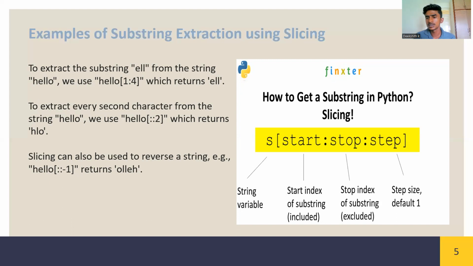How to get a substring? s[start:stop:step]. Here s means the string variable, and start means the start index of the substring. This is included. Stop is the stop index of the substring. This is excluded. And step is the step size, with default 1.